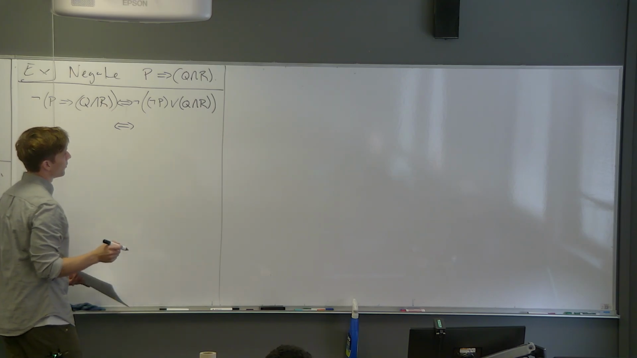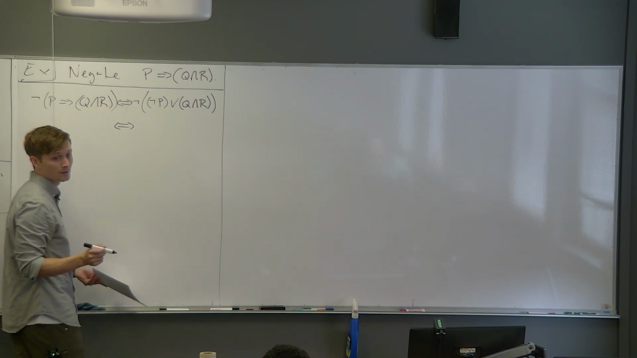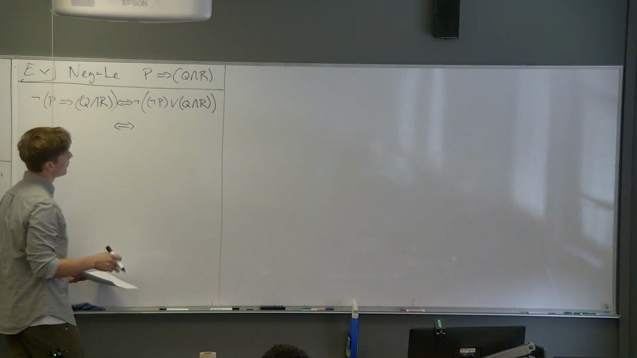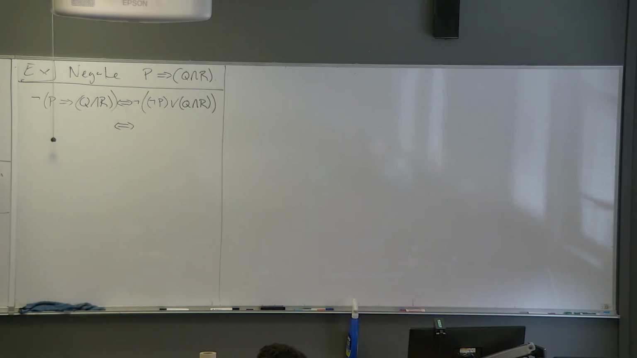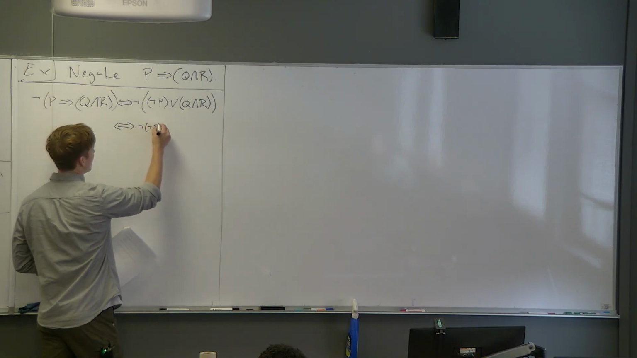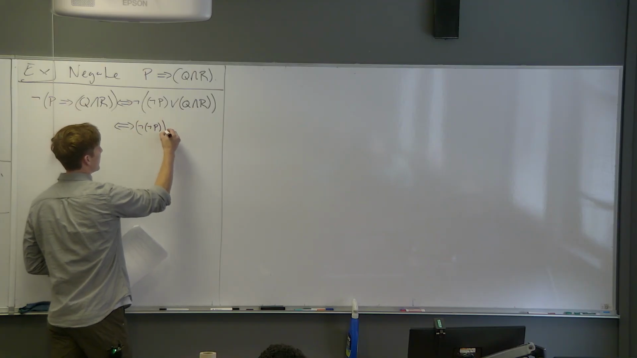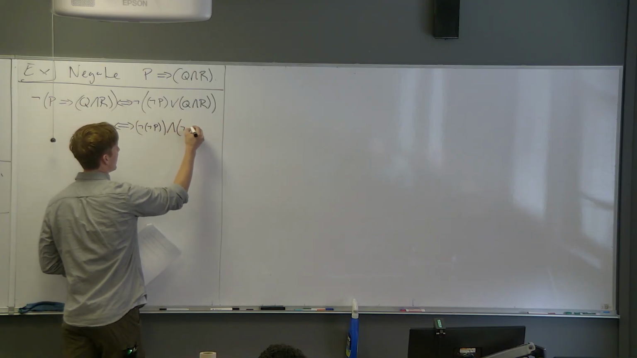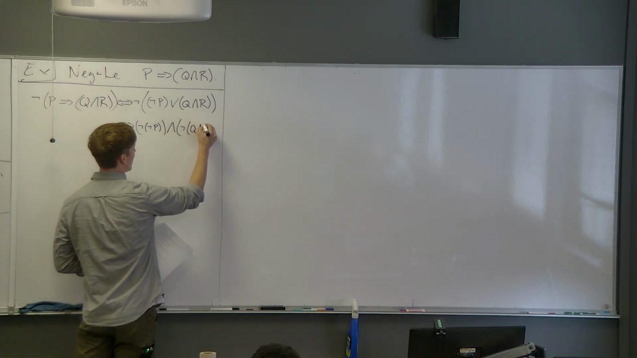So from here, what would we do next? Distribute the negation. Yep, use one of De Morgan's laws. Not (P or Q) is not P and not Q. So let's try it. So this would be not P and not Q and R.